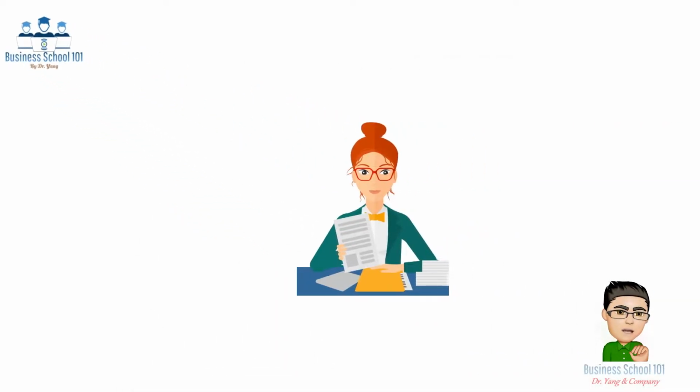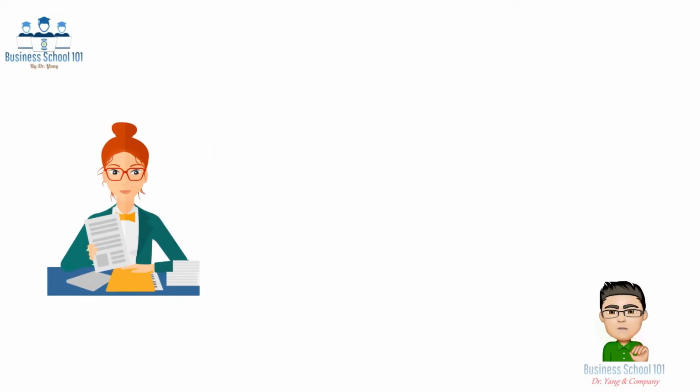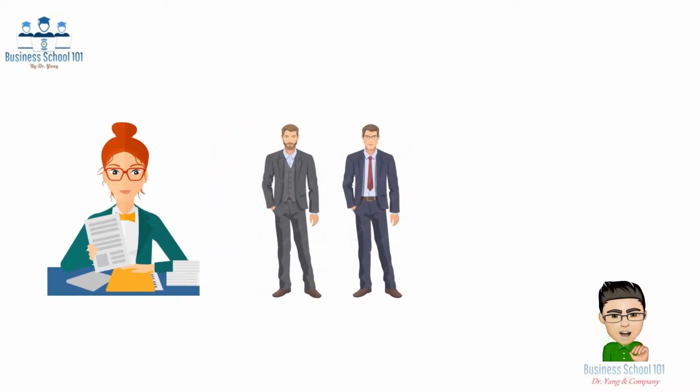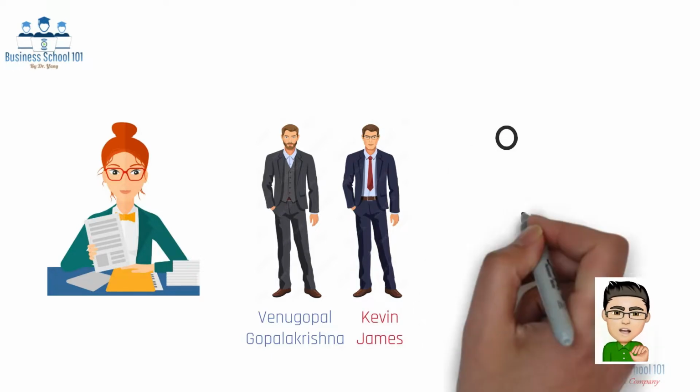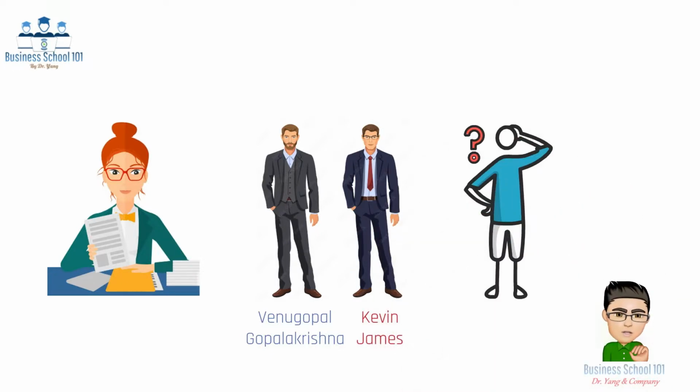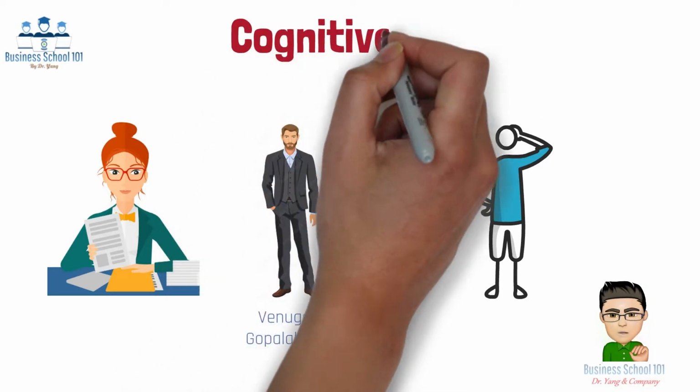Imagine you're a hiring manager reviewing CVs for a new position. You come across two candidates with equally impressive qualifications, but one has a name that's difficult to pronounce, while the other has a familiar, easily recognizable name. Which candidate might you unconsciously lean towards, and why? This decision could be influenced by cognitive bias.